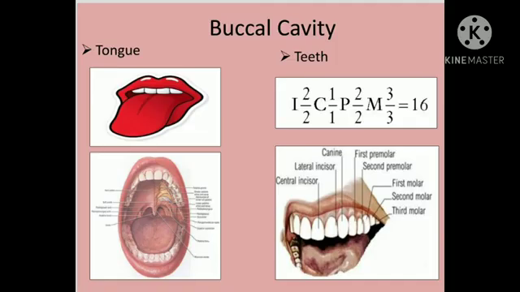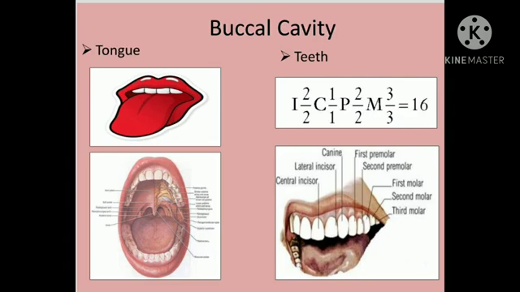The first type of teeth are called incisors, given by capital I. Next, canines, given by capital C. Third, premolars, given by capital PM, and molars, given by capital M. So we have four different types of teeth: incisors, canines, premolars, and molars. Each half of each jaw has two incisors, one canine, two premolars, and three molars.